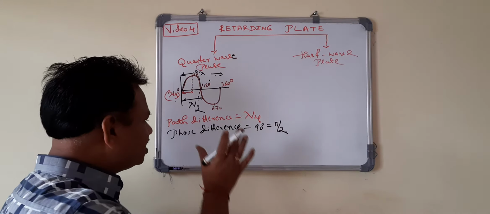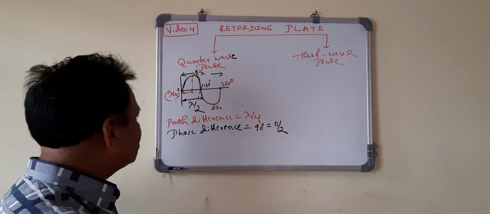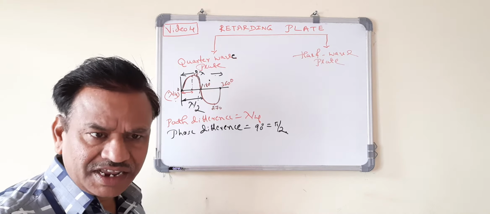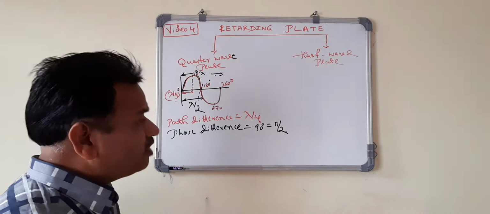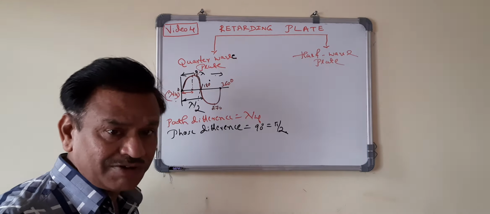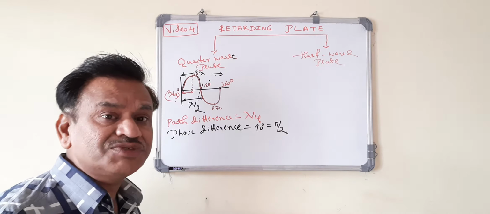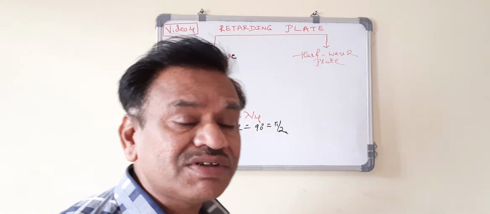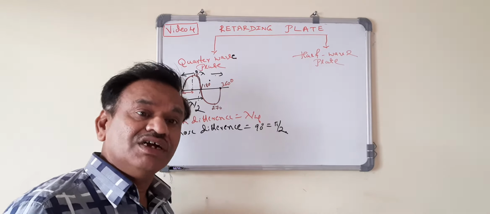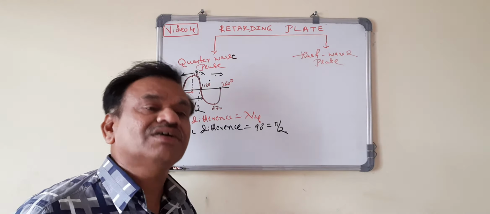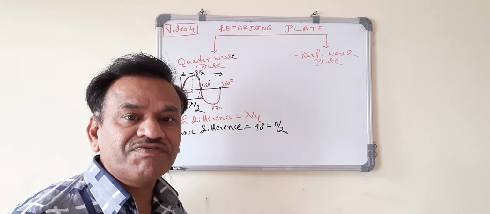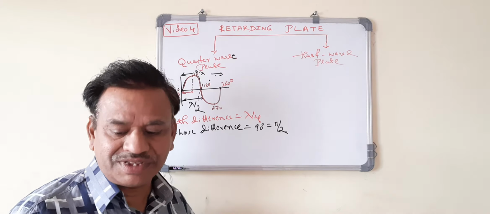This much path difference should be produced between the ordinary ray and the extraordinary ray here. I will not say whether the ordinary ray is faster or the extraordinary ray is faster. That will be decided by what kind of crystal you are selecting, whether a positive double refracting crystal or a negative double refracting crystal.